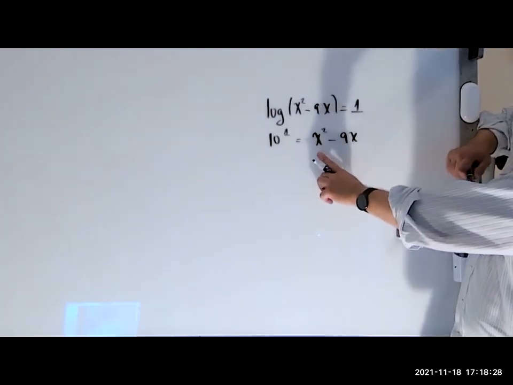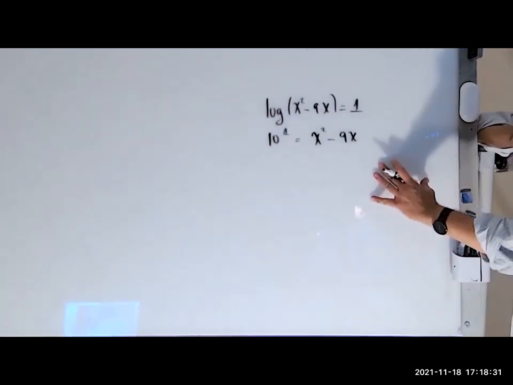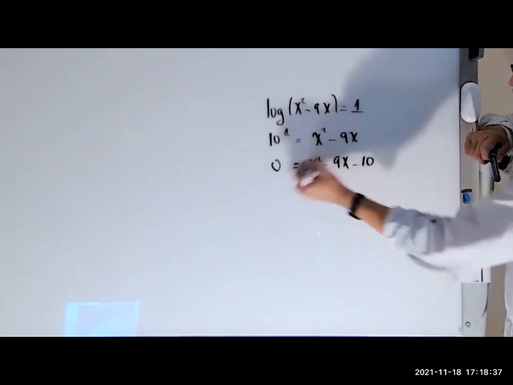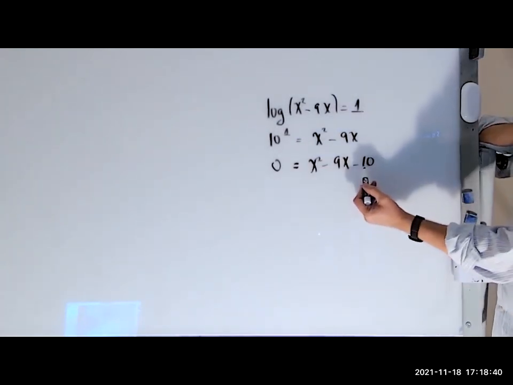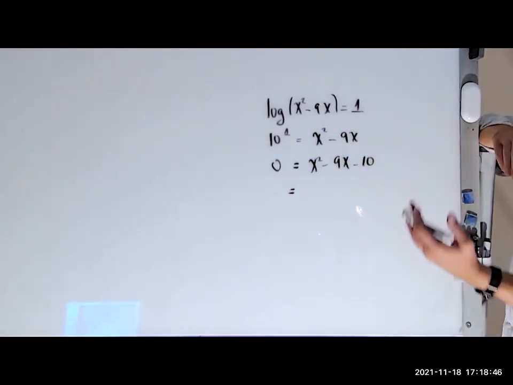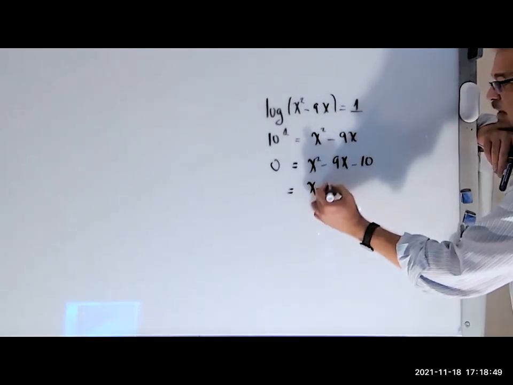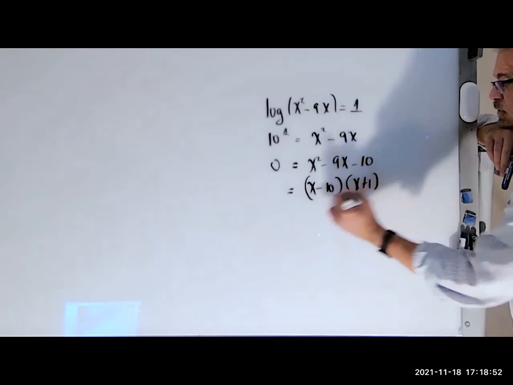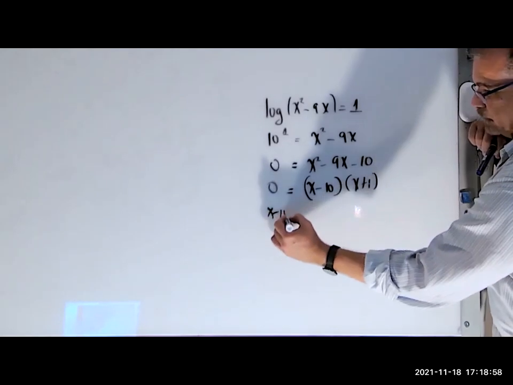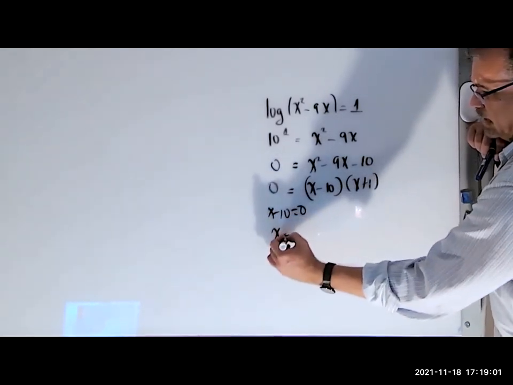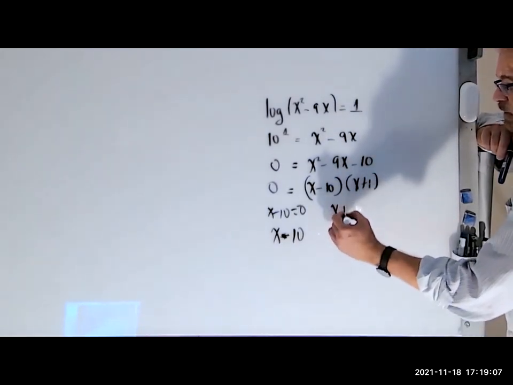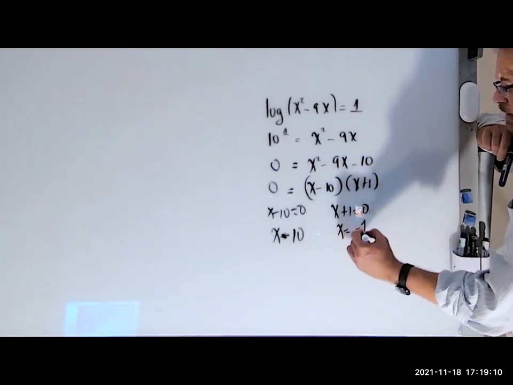So now we are stuck solving a quadratic equation, so we should set it equal to 0. So we have x squared minus 9x minus 10 equals 0. This one factors very nicely. Factors of negative 10 that give me negative 9: negative 10 times 1. So x minus 10 times x plus 1 equals 0. Zero product: when x minus 10 equals 0, x equals 10. And when x plus 1 equals 0, x equals negative 1.